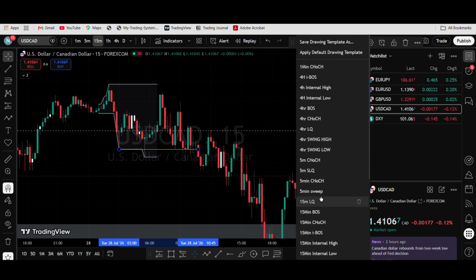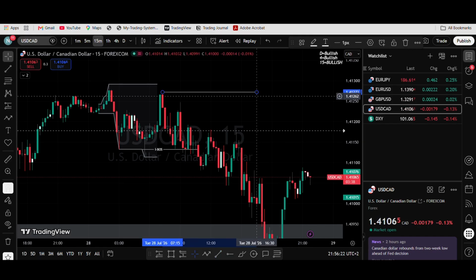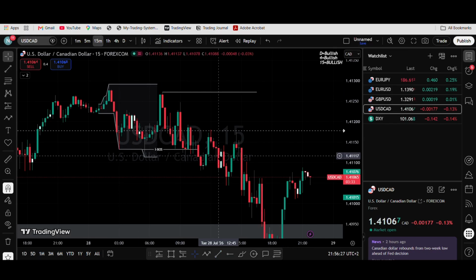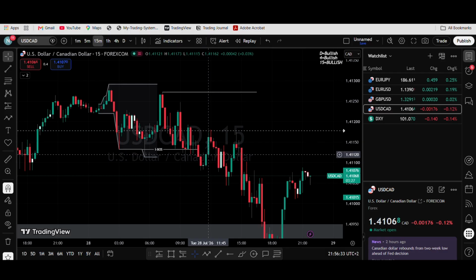Not the most convincing of IBOSes. They are in the world, but internal structure is internal structure, right? So we've had an IBOS there, a movement down, right? There wasn't a great POI in here. I was looking at this and I didn't see a great POI in here, to be honest.